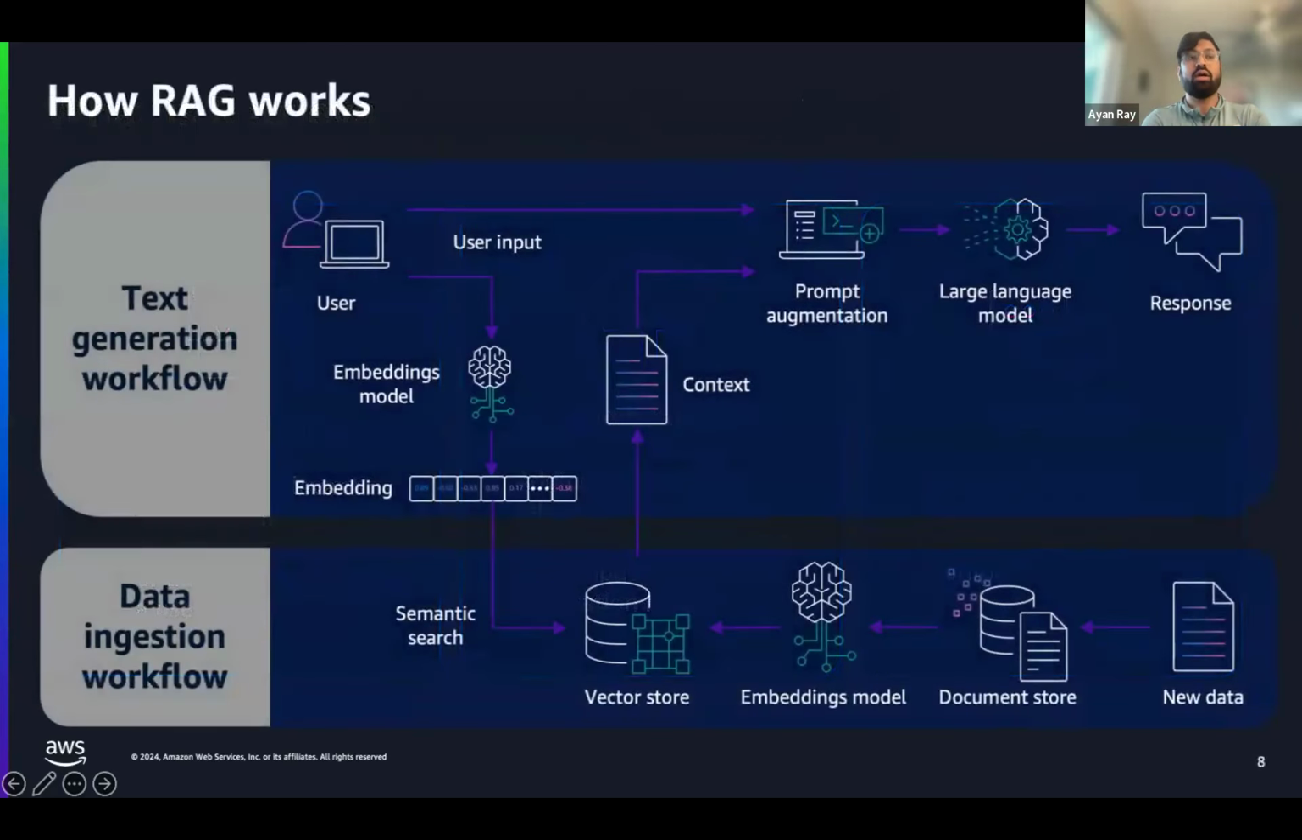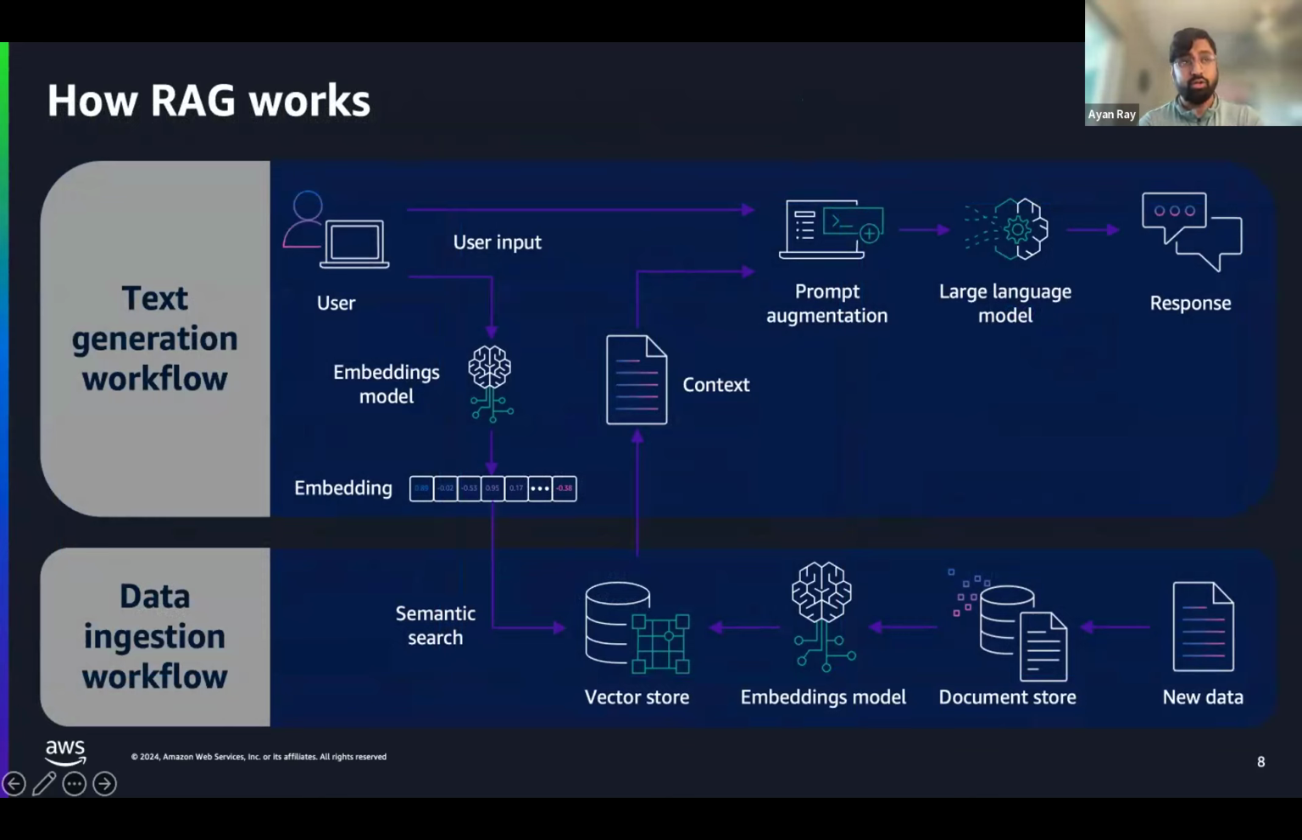This is how a typical architecture of RAG looks like. And we will discuss more advanced agentic RAG patterns at a later part of the presentation. But this is how RAG typically works. First of all, there's a data ingestion workflow where we take the source documents, chunk them, and pass them through an embedding model to generate numerical representations of that text data, which are also called vectors. We store that in a vector store.